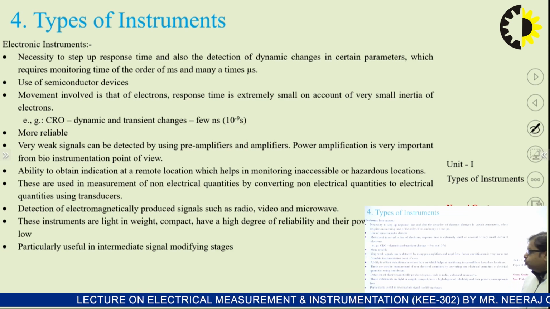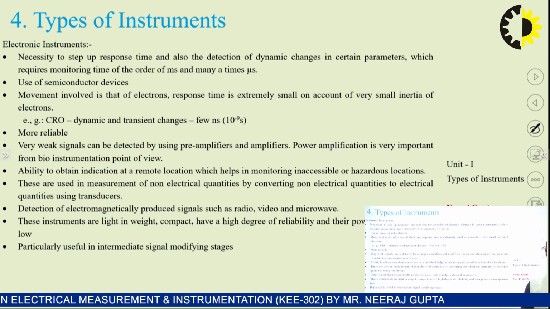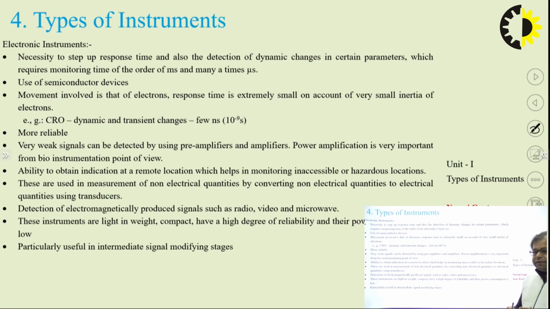There should be the ability to obtain indication at a remote location, which helps in monitoring inaccessible or hazardous locations. They have this ability because interfacing is possible with the help of these electronic instruments. As we can interface, we can do remote measurements easily. The detection of magnetically produced signals such as radio, video and microwave signals can be very easily done.